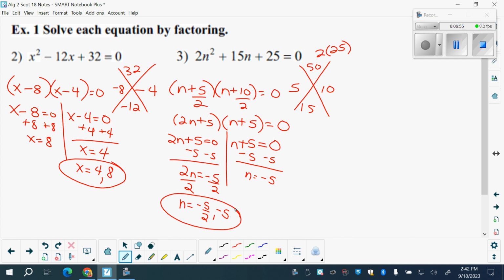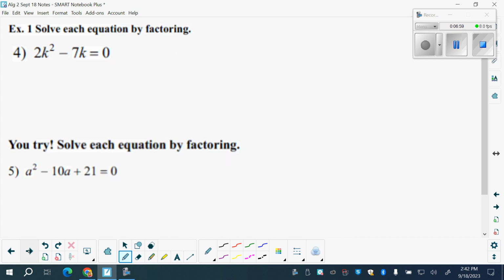Is anybody still looking at this? Okay. What do we do on number 4? Only 2 terms there, so how do we factor it? What's that? No, it's a standard formula. That's okay. That's all right.